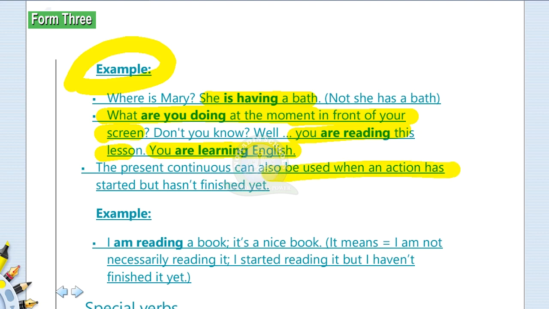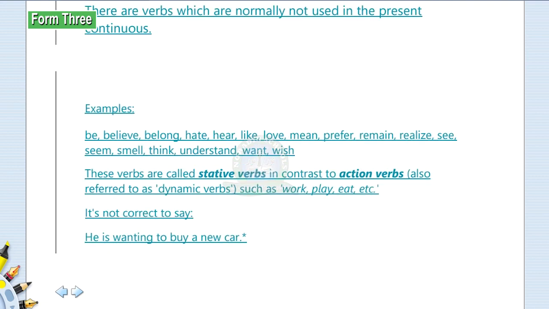The present continuous tense can be used when the action has started but hasn't finished. Like I said earlier, I'm reading a book. You are reading the book, but the action is not finished yet. It's a nice book. It means I am not necessarily reading it; I started reading, but I haven't finished it yet.